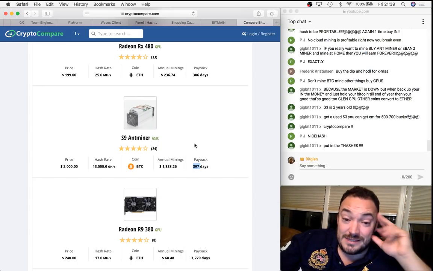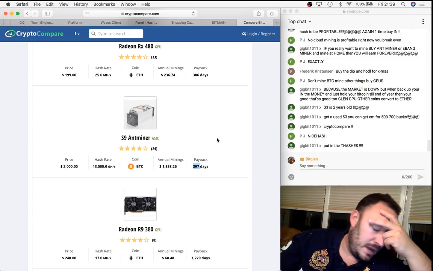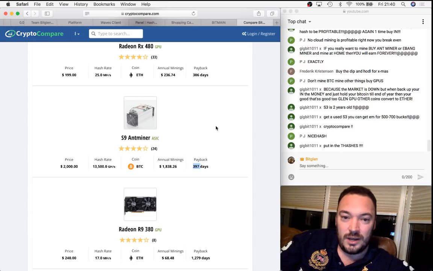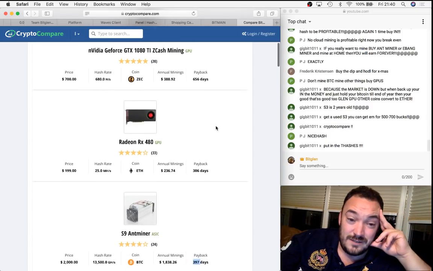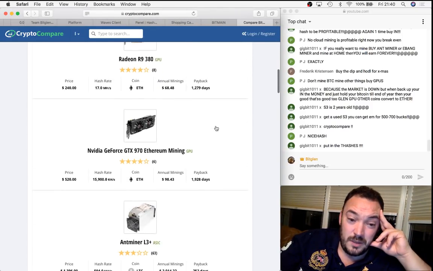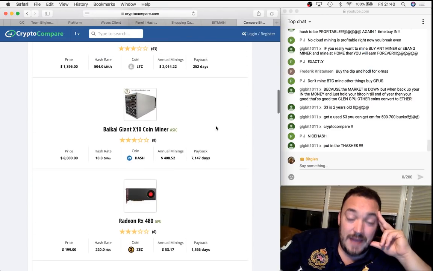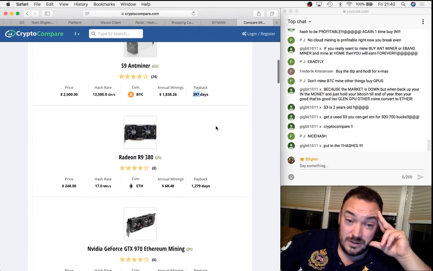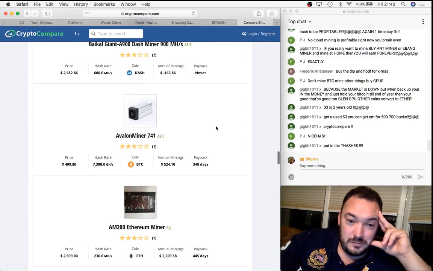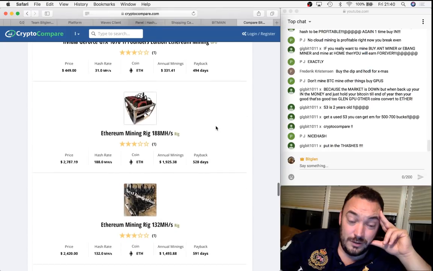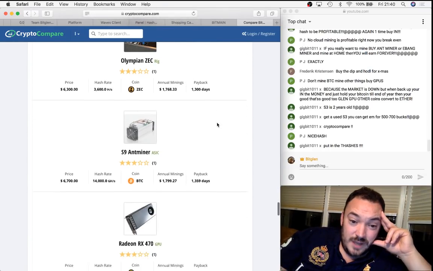I remember looking at them and it was between 60 and 90 days to pay for themselves, and now they're saying 397. So it shows you how much the difficulty's gone up. That's why the price of Antminers has gone down. S9s have gone down again. No one wants them until they start bringing out machines.